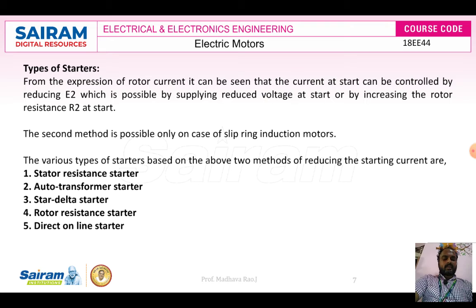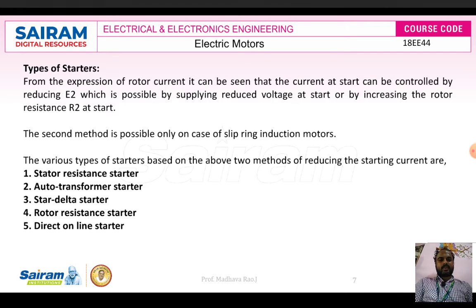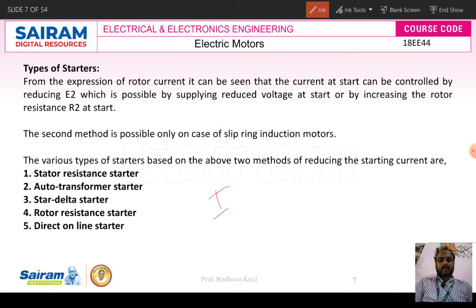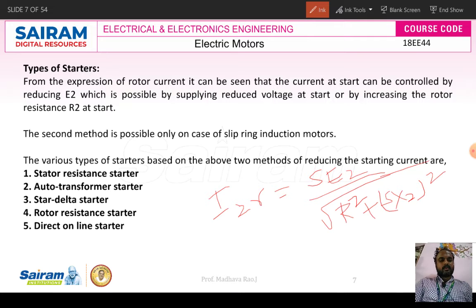We have already seen the rotor current expression: I2R is equal to S into E2 by root of R2 square plus (S into X2) whole square. Here E2 is the induced EMF, R2 is the rotor resistance and X2 is the rotor reactance. So this is the rotor current equation, and the rotor current depends on slip.